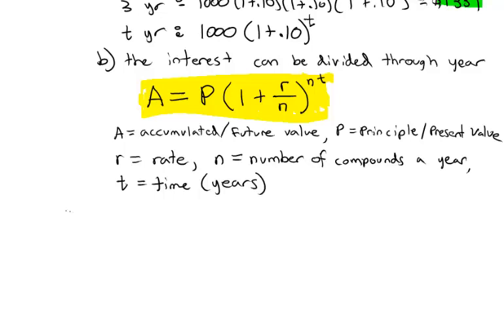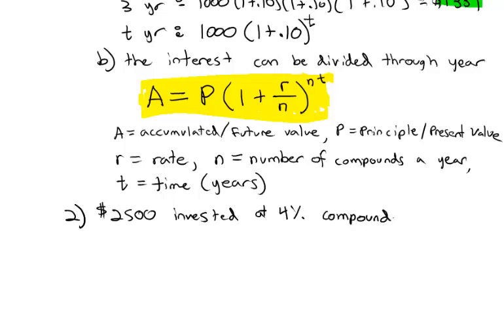What am I on? 2? Let's say $2,500 is invested at 4% compounded weekly for 3 years. How much are we going to have?